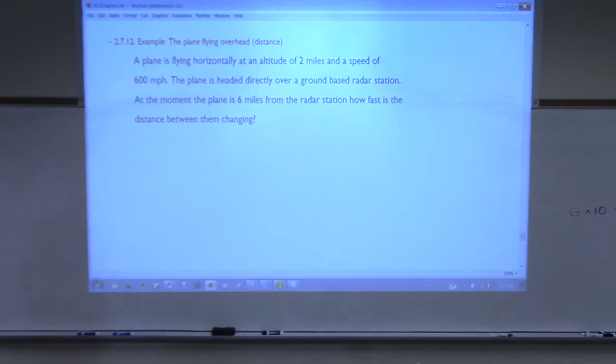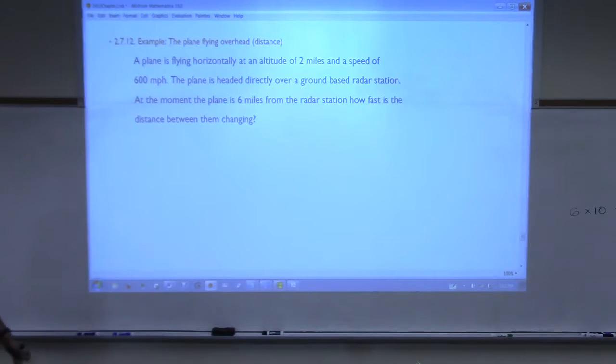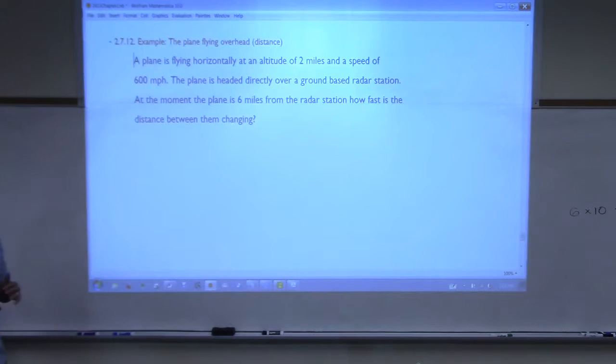A plane is flying horizontally at an altitude of 2 miles and a speed of 600 miles per hour. The plane is headed directly over a ground-based radar station. At the moment the plane is 6 miles from the radar station, how fast is the distance between them changing? I don't know, who cares?